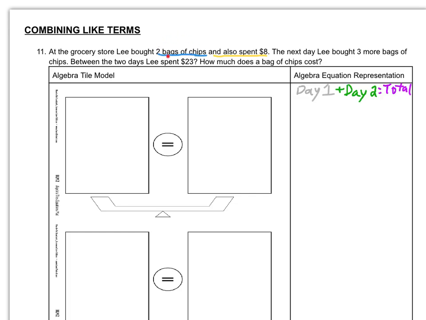Notice that the bag of chips, though, isn't a cost. How much does a bag of chips cost? We don't know. That's what we're trying to find. That's our X. That's a cost per bag. Again, what we're finding here is the slope.